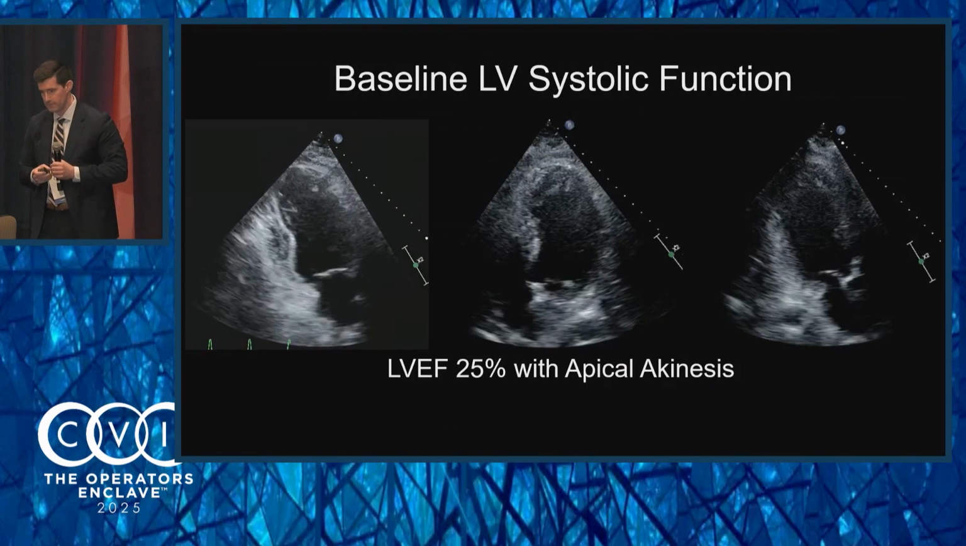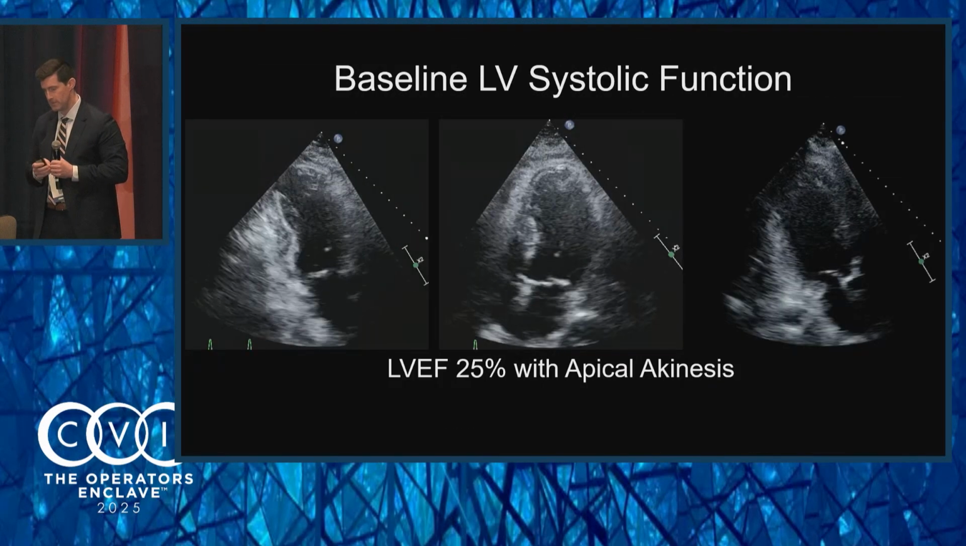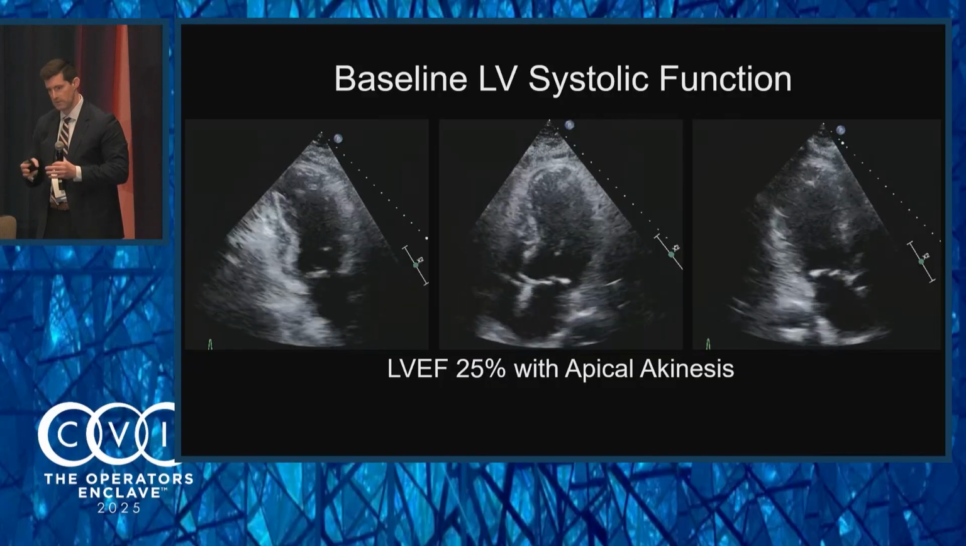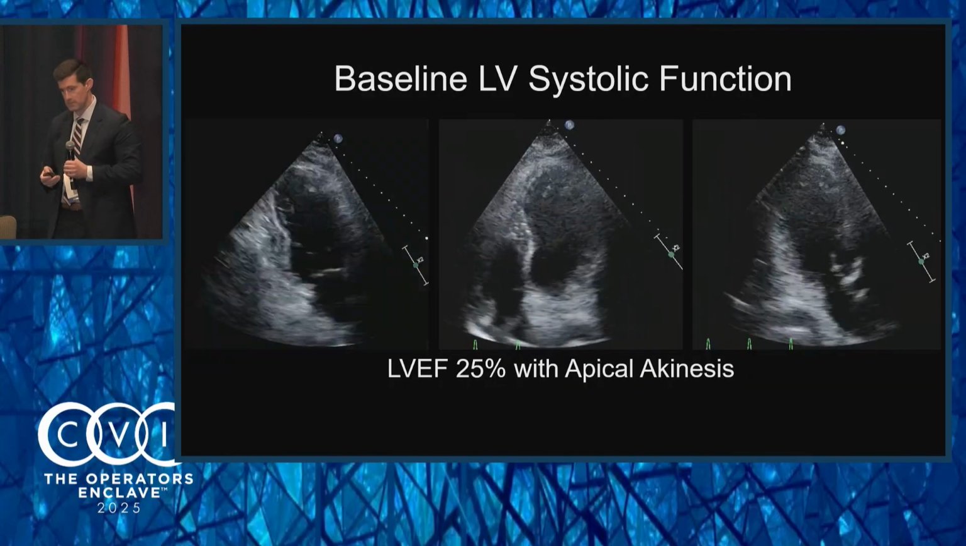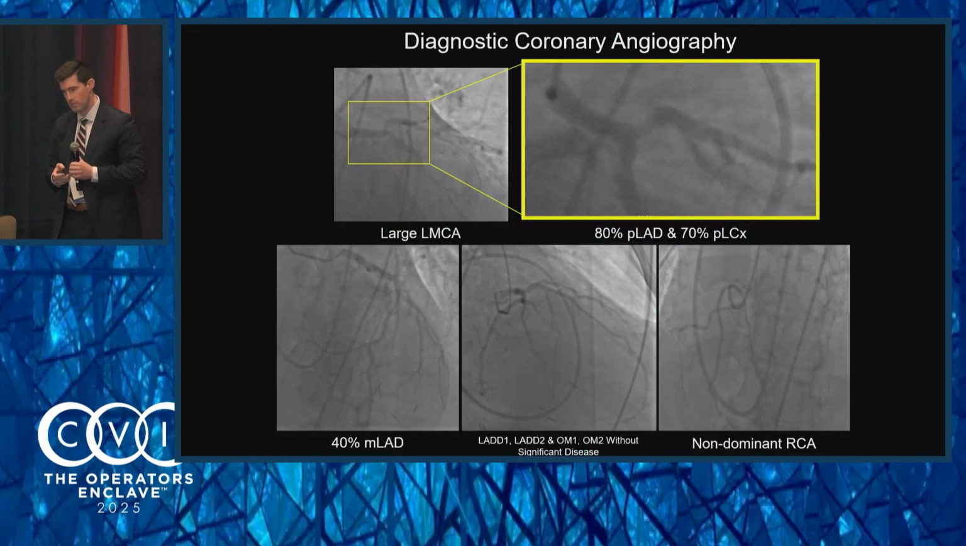Here's the baseline LV systolic function in a number of different windows, but you can see here that overall it's globally myopathic, and that there's akinesis at the apex. And then the coronary angiography, some still frames here, but what you can appreciate, distal left main heading into the circumflex, large rock of calcium, and then additionally, that calcific burden also extends into the proximal LAD.